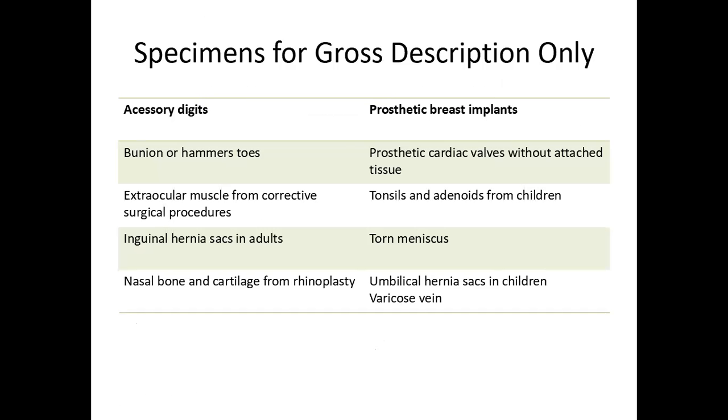Specimens for gross description only. Examples are accessory digits, bunion or hammer toes, extraocular muscle for corrective surgical procedures, inguinal hernia sacs in adults, nasal bone cartilage from rhinoplasty, prosthetic breast implants, prosthetic cardiac valves without attached tissue, tonsils and adenoids from children, torn meniscus and umbilical hernia sacs in children, as well as varicose vein.